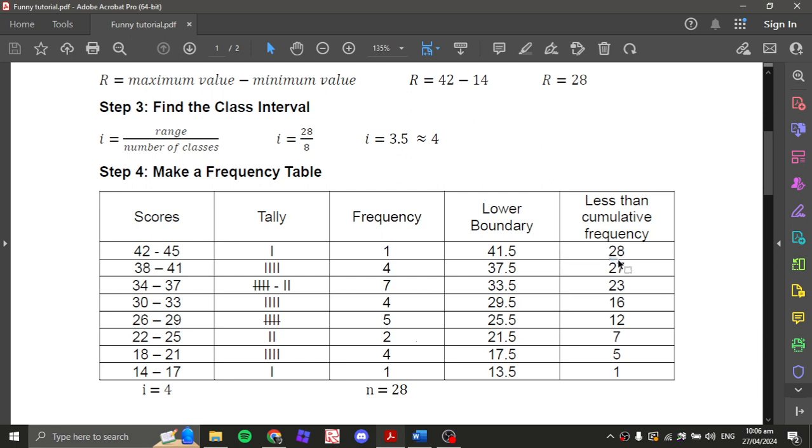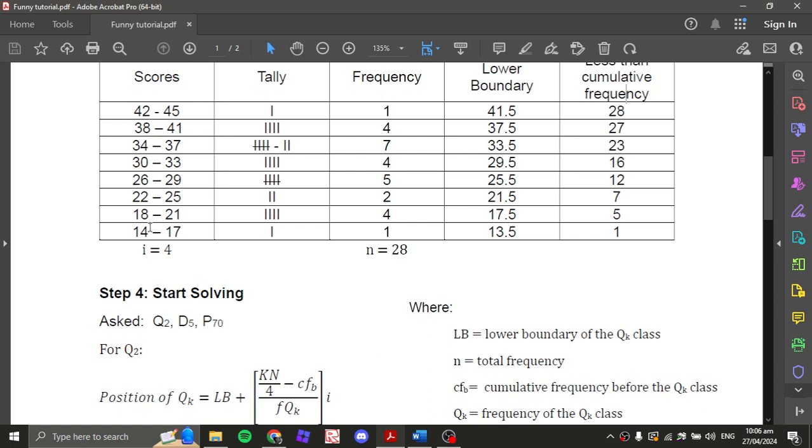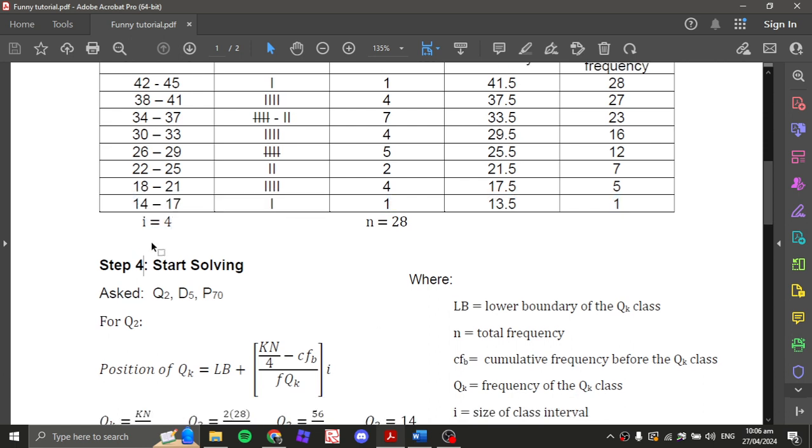Now, if your cumulative frequency is not equal to n for the highest, then you have added it wrong again. So that's your fault.